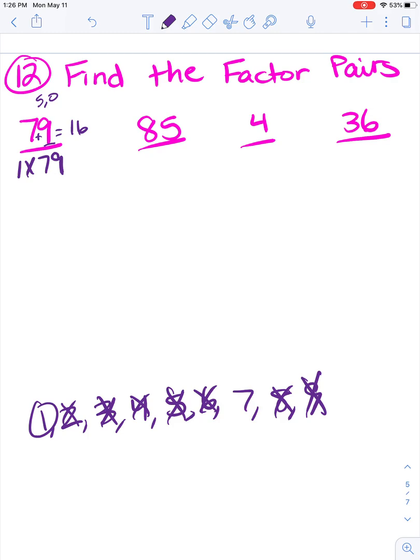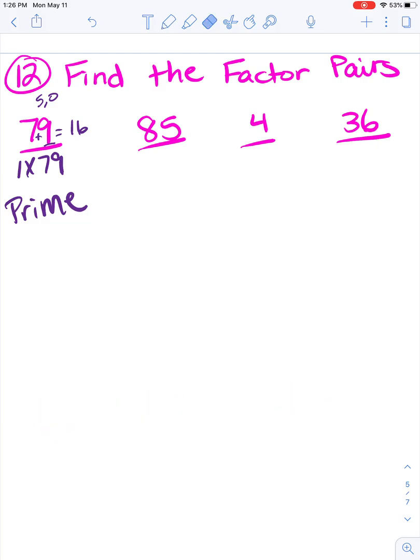7, I know that 7 times 10 is 70, and I know 7 times 11 is 77. So are we going to hit 79? It'd be 2 more. We would have to be a multiple of 7, so 7's not going to work. So this is going to be a prime number. It is one of a kind, 1 times itself only. All right, let's go ahead and do it again.